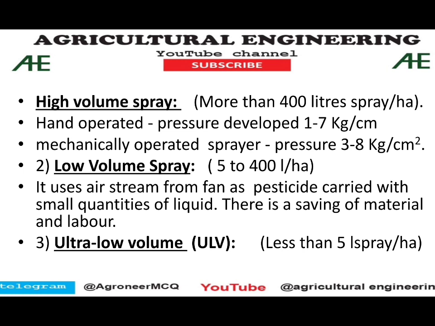Please remember these figures. High volume spray is more than 400 liters per hectare, hand operated, and pressure developed is around 1 to 7 kg per centimeter square, and mechanically operated sprayers pressure is around 3 to 8 kg per centimeter square. Low volume sprayer is 5 to 400 liters per hectare. It uses airstream from a fan as pesticide carried with small quantities of liquid. There is a saving of material and labor. Ultra low volume sprayer has less than 5 liters per hectare.